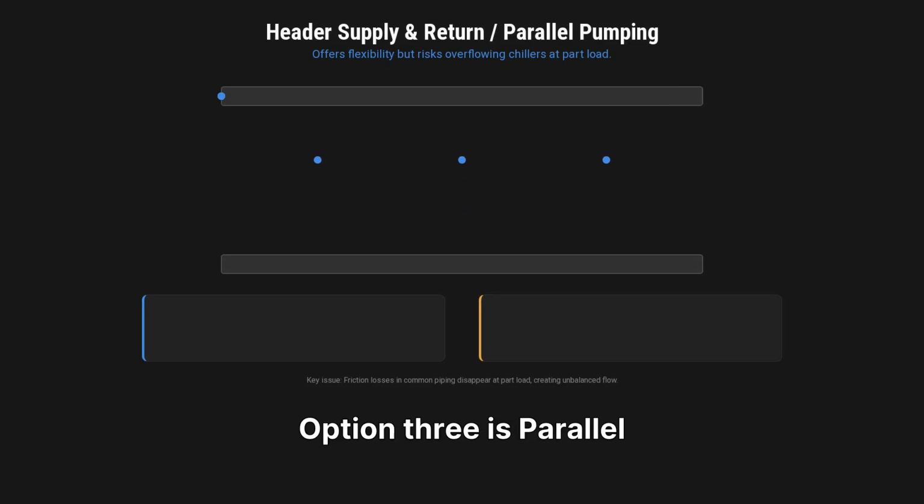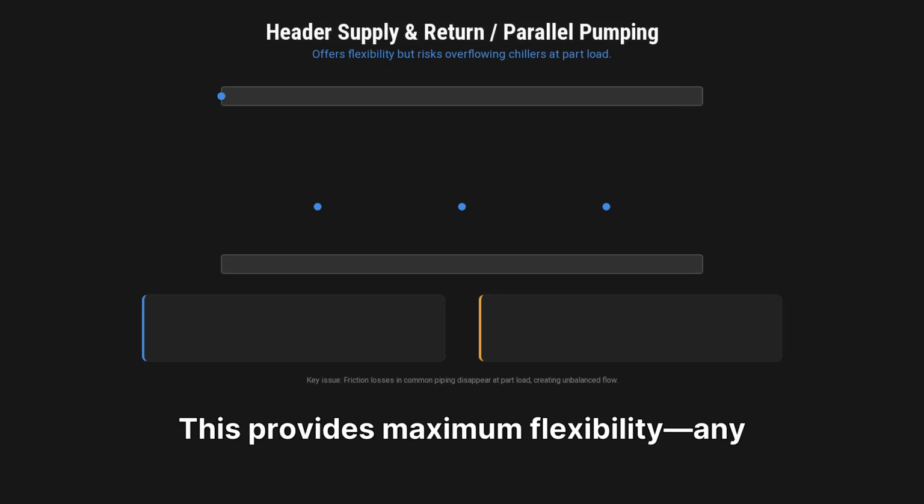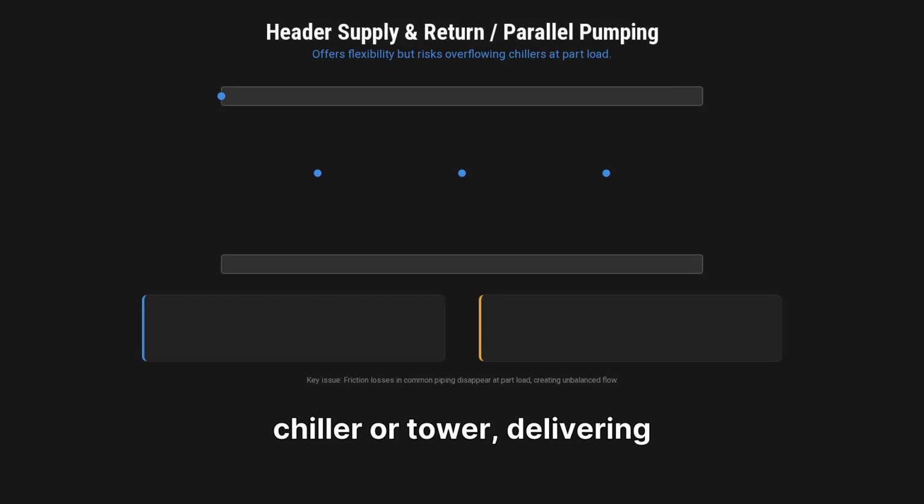Option 3 is parallel pumping. In this arrangement, all pumps connect to a single supply header feeding every condenser and a single return header from the towers. This provides maximum flexibility. Any pump can serve any chiller or tower, delivering strong redundancy. The trade-off is risk. Because all pump flow enters a shared header, the chance of overflowing a condenser is even higher than in option 2.